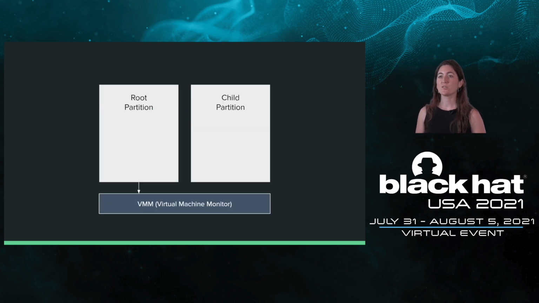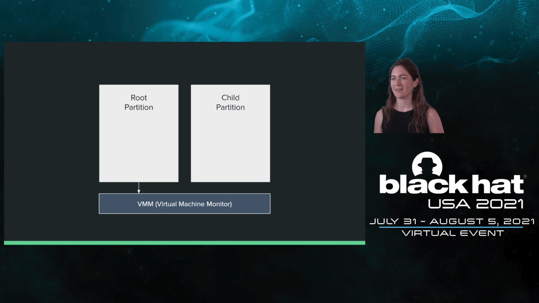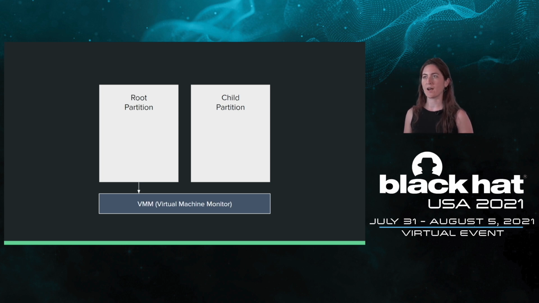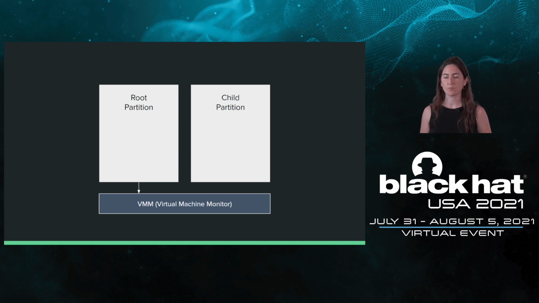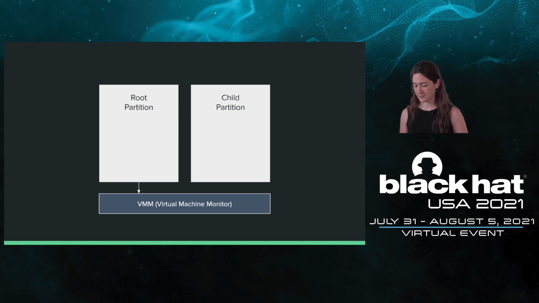A couple of things we need to know before we dig into this talk, some 101 on Hyper-V itself. There are two types of partitions running on top of a Hyper-V host. The first is the root partition, where the main operating system runs, the host's operating system. And the child partition is where any guest operating system runs, any virtual machine. And there can be multiple child partitions.